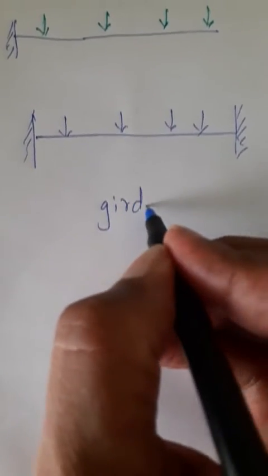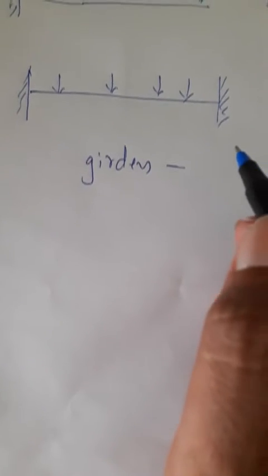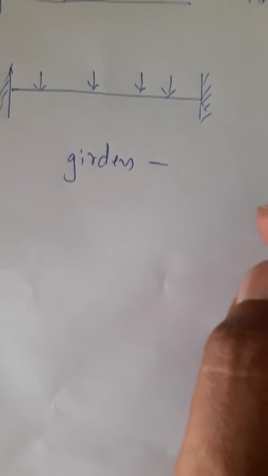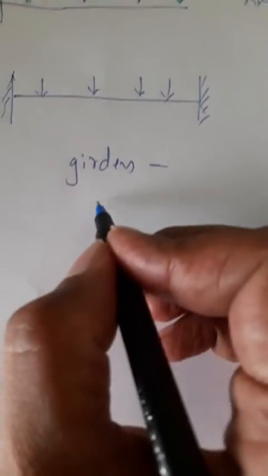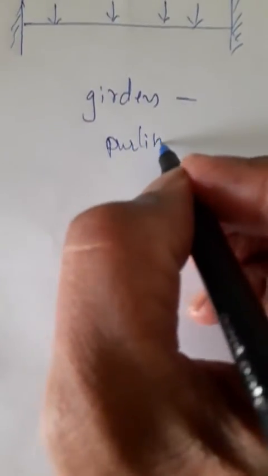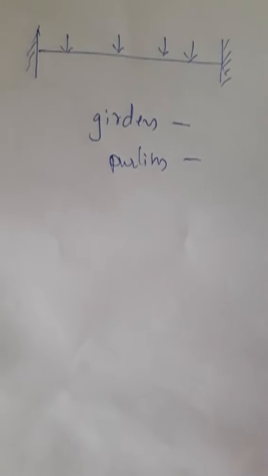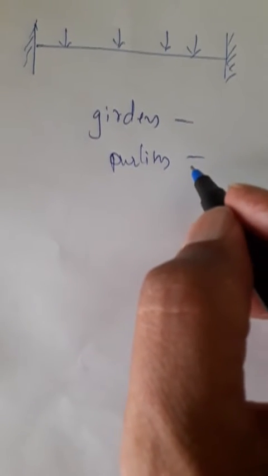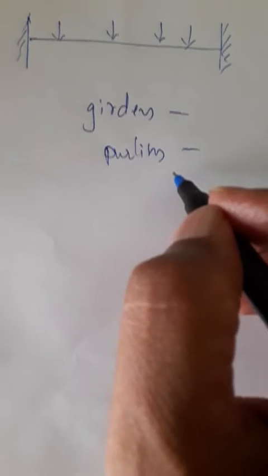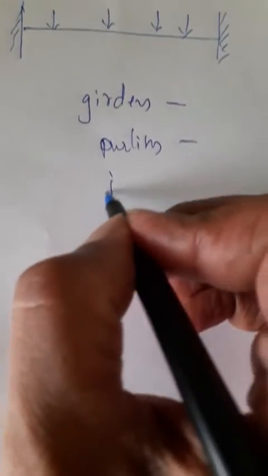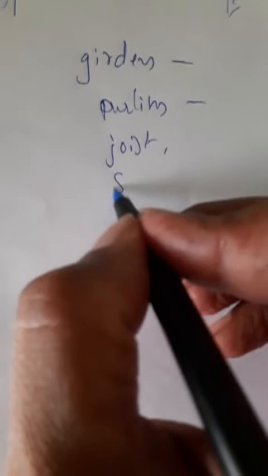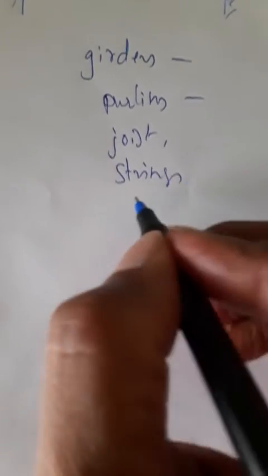In steel structures, beams are encountered in different applications and accordingly they may be called girders. Usually we use girders for bridges or for heavy industrial structures. Then even purlins. Purlins are also a type of beam. Purlins we use in steel roofing structures to support the sheets. Even joists, J-O-I-S-T, stringers, girts, these are the different types of beams.